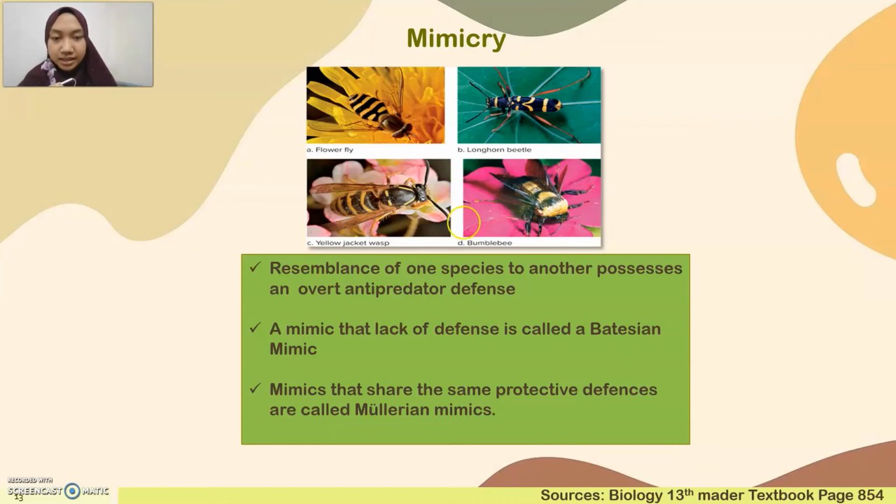As the example here, the bumblebee. We can say that the bumblebee is the Müllerian mimic of the yellow jacket wasp because both of them can sting other animals to protect themselves.